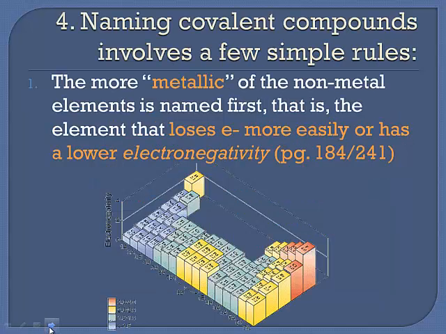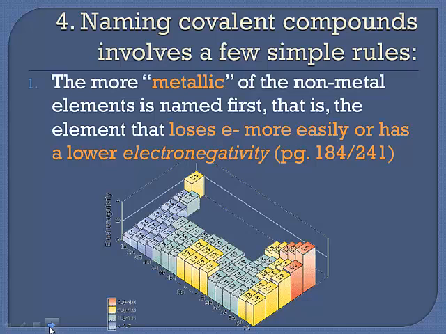When it comes to naming covalent compounds, there's a very simple set of rules. The first is that the more metallic non-metal atom is the one that gets listed first, because it's the one that loses its electron most easily. In other words, it has the lower electronegativity. Electronegativity is a measure of how strongly an atom holds onto or attracts an electron into its nucleus.